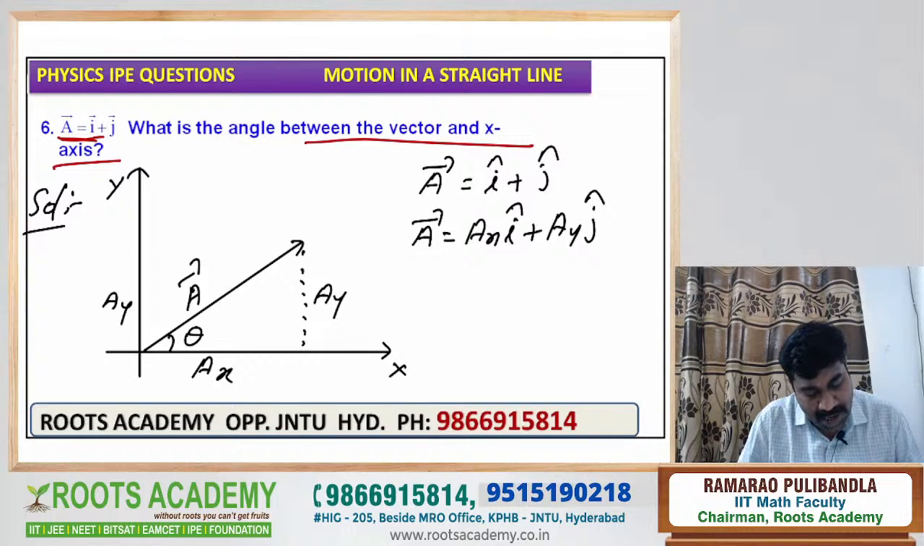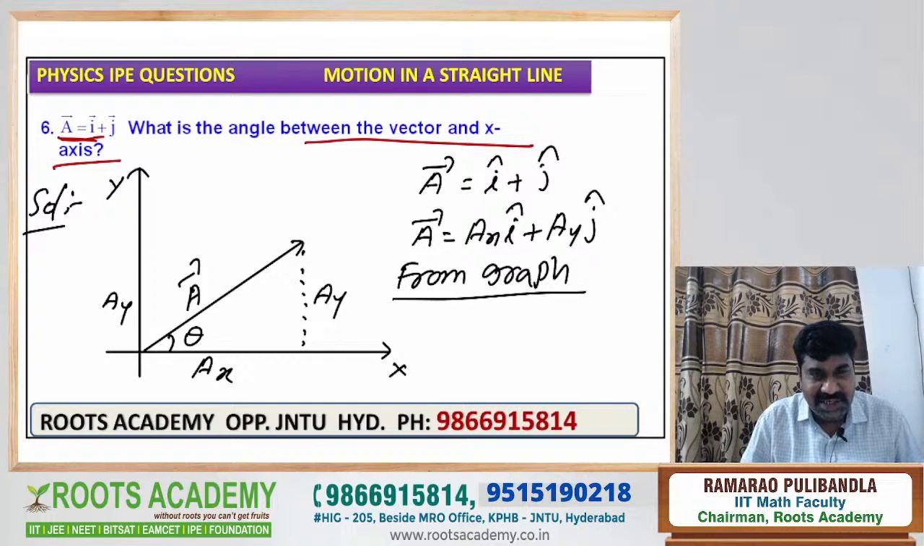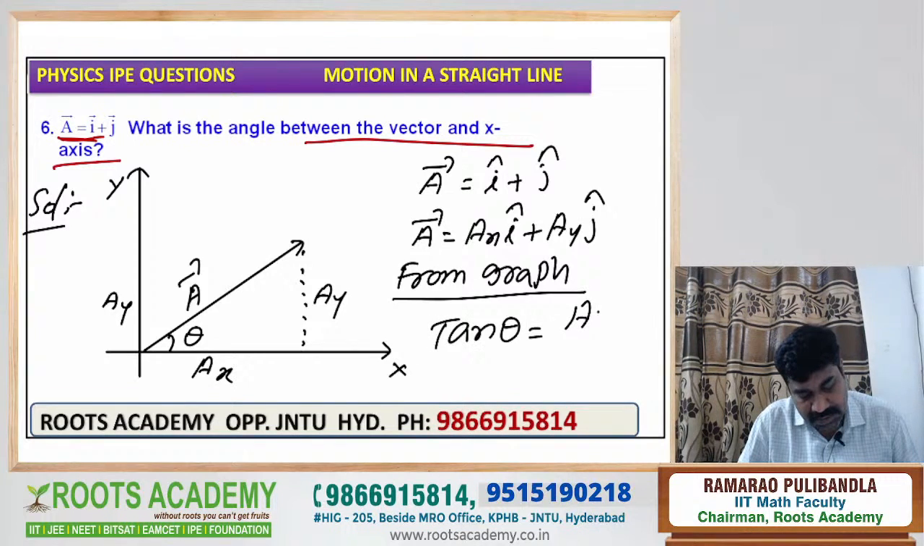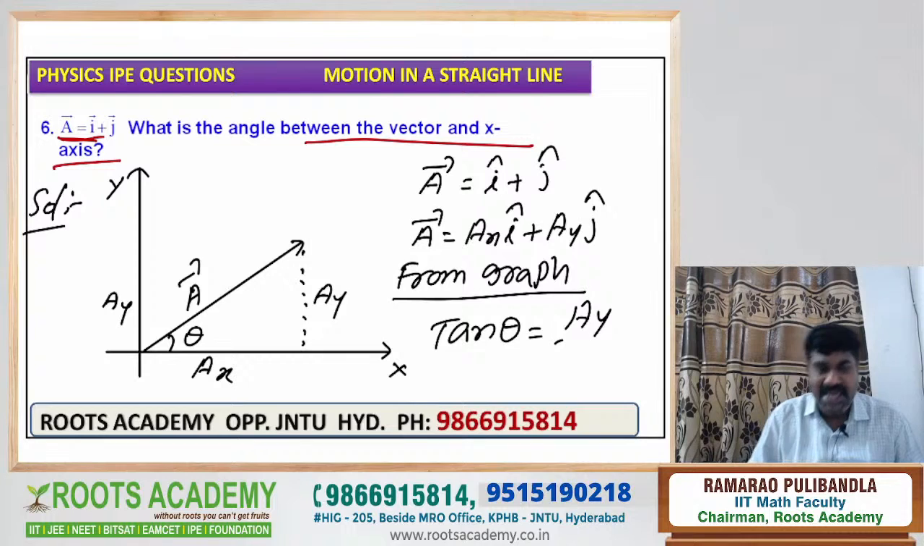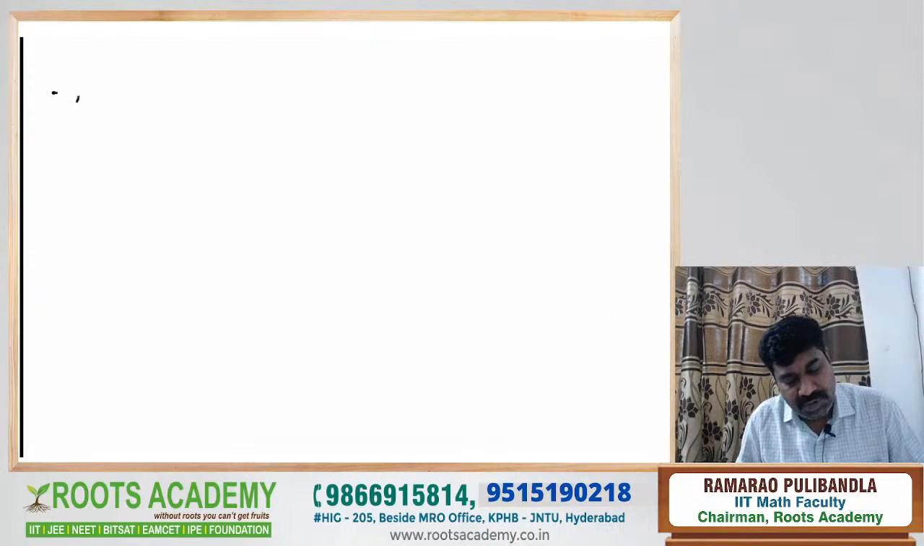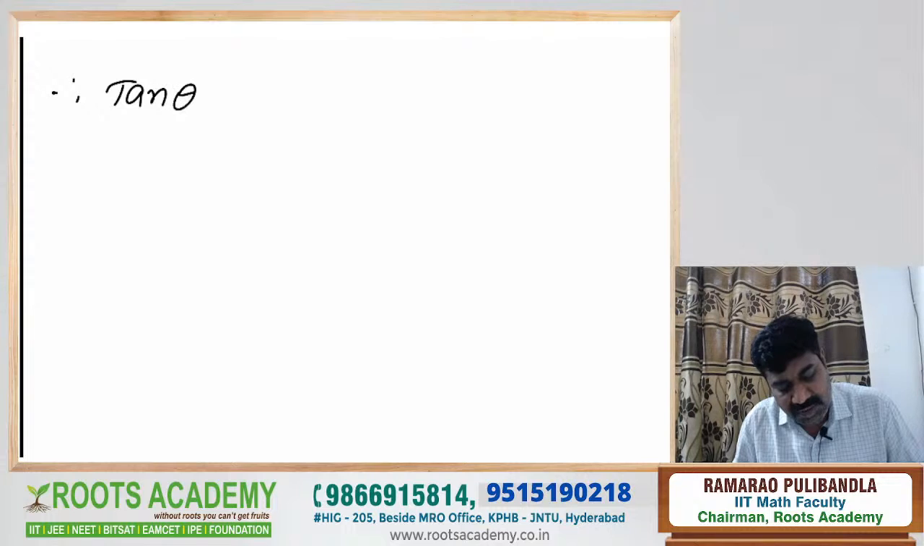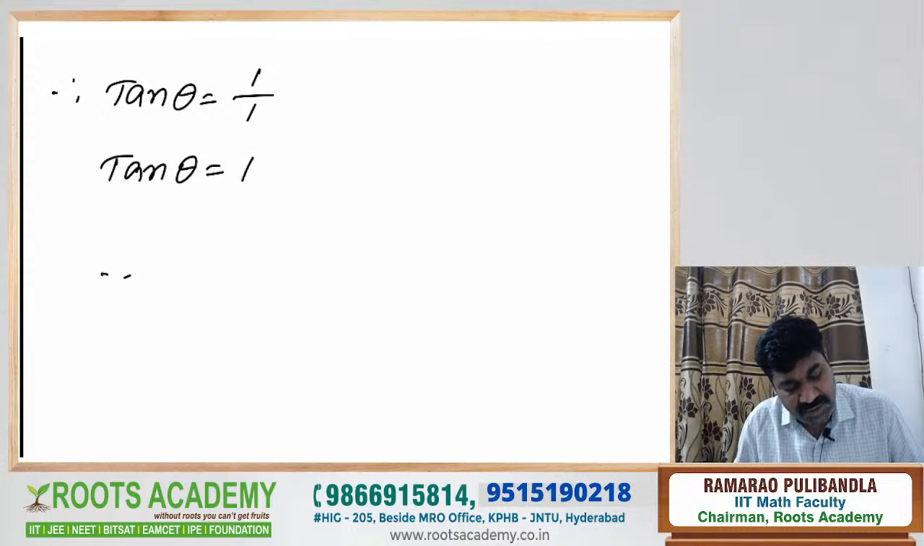Here from the graph, opposite value Ay and adjacent value Ax, tan theta is equal to Ay by Ax. Here Ay is 1, Ax is also 1. So tan theta is equal to 1 by 1. Tan theta is equal to 1, therefore theta is 45 degrees.